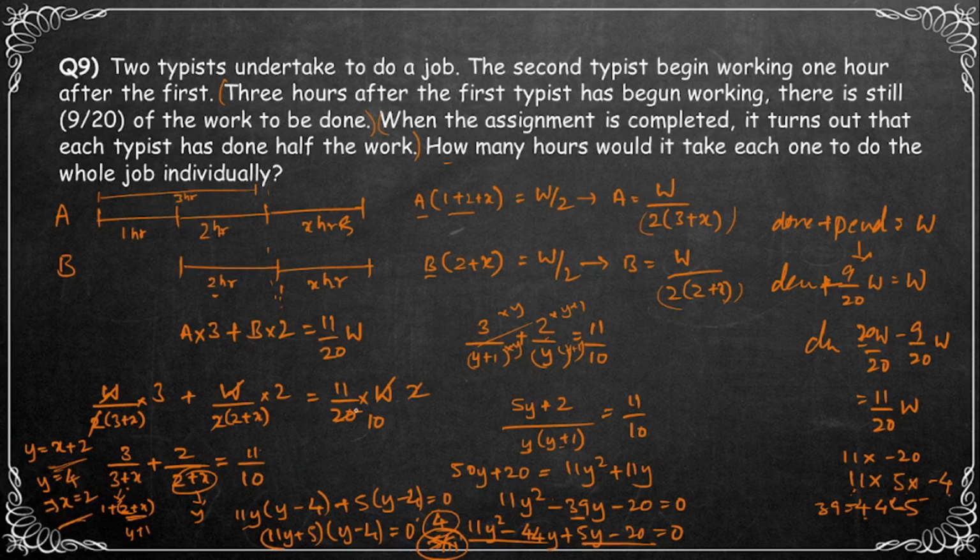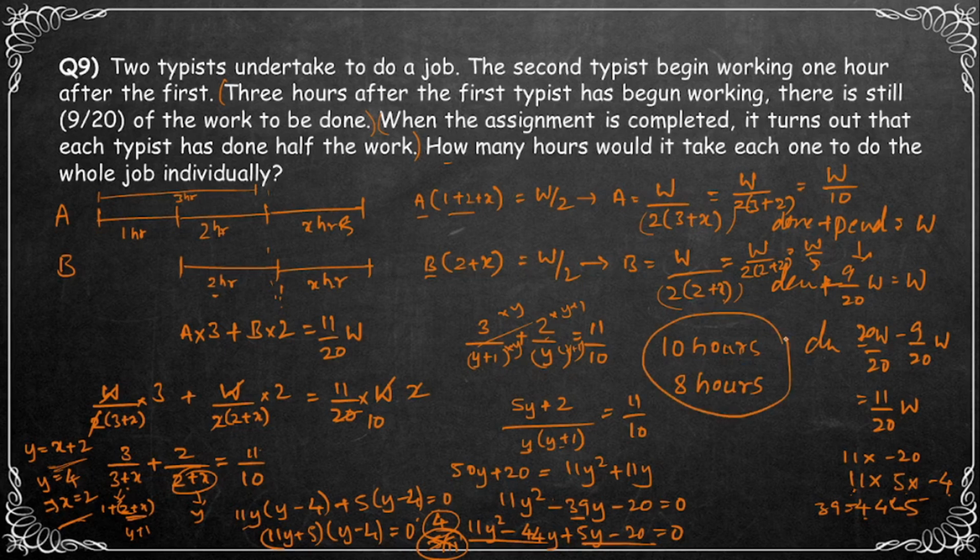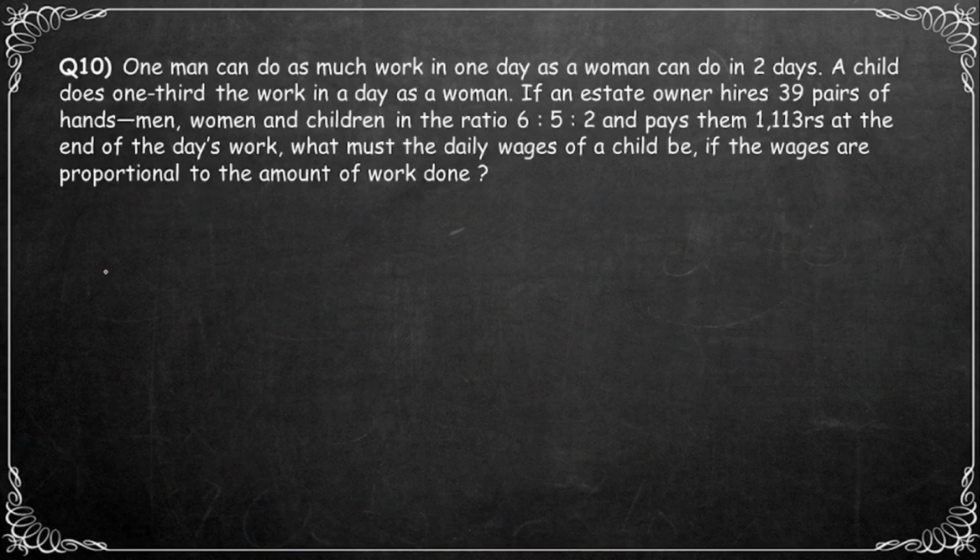So what they are asking is how much time A can do it individually, how much time B can do it individually. So A is equal to W by 2 into 3 plus X is 2, so W by 10. B is W by 2 into 2 plus 2, which is W by 8. So first typist can do the work alone in 10 hours and second typist can do the work alone in 8 hours. This is the answer.